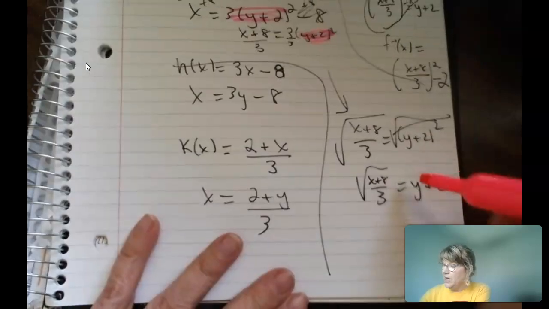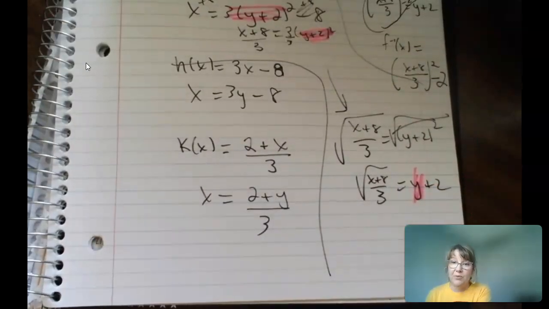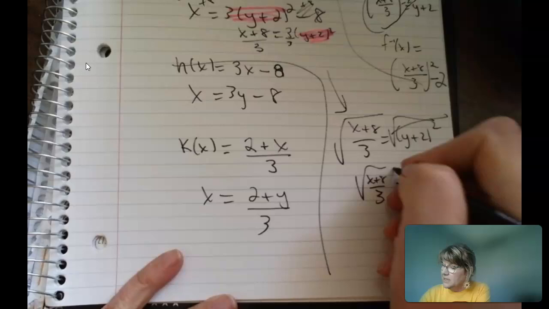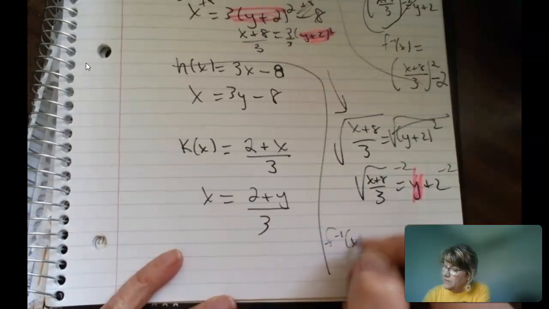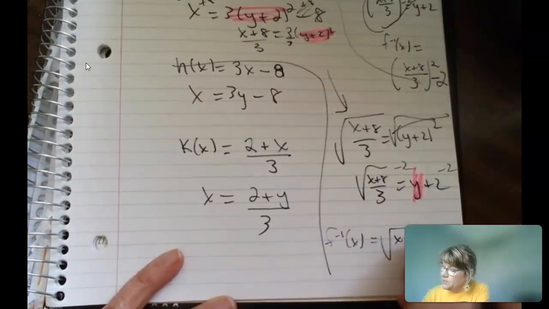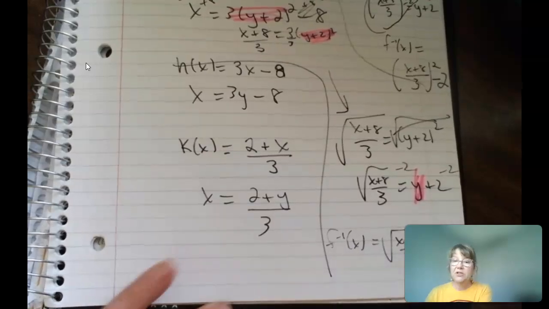All right, here now I have this nice little just y thing. How do I get rid of the plus 2? Minus 2, and again, it's on the outside. So f inverse of x is the square root of x plus 8 divided by 3, minus 2.